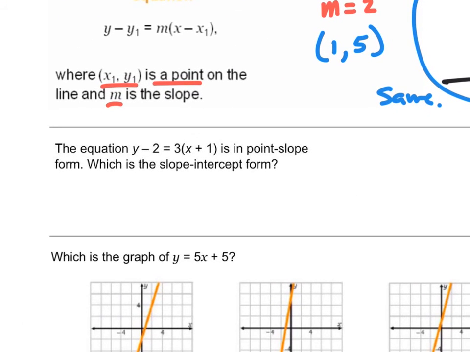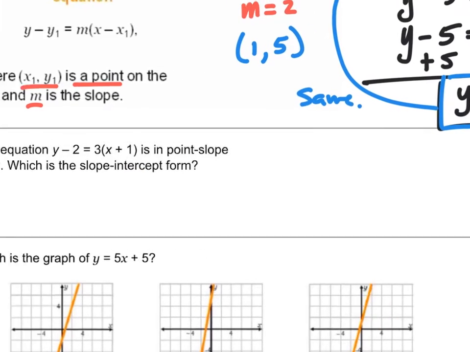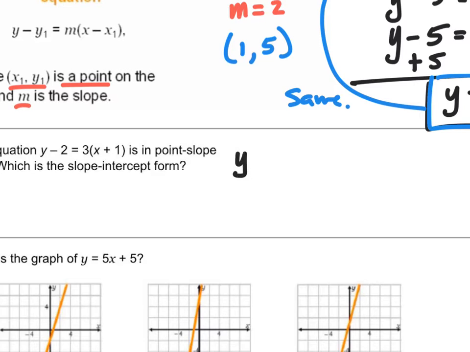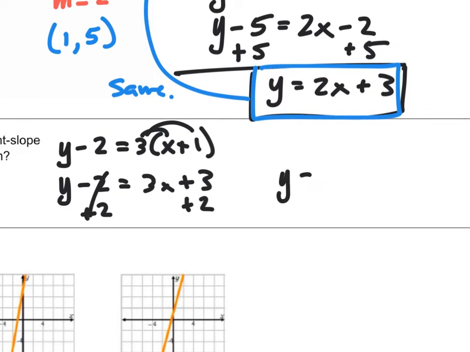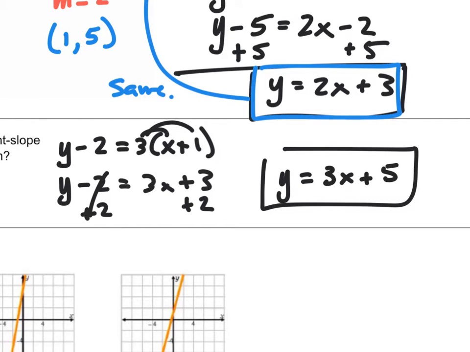All right, and then it says, on this one, the equation y minus 2 equals 3 times x plus 1 is in point-slope form, and we want the slope-intercept form. So let's go ahead and do that real quick. I've got y minus 2 is equal to 3 times x plus 1. If I distribute my 3, I get y minus 2 is equal to 3x plus 3. And then I add the 2 to both sides, combine my like terms, and we end up getting that y is equal to 3x plus 5. And that's my slope-intercept form.